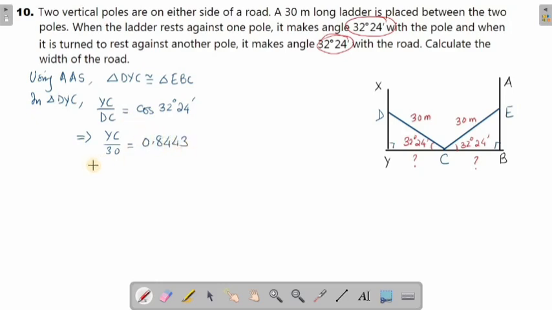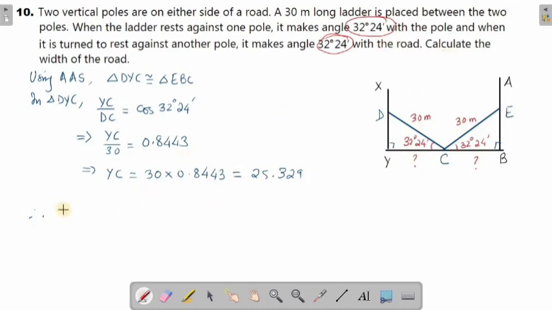Okay, so from here, what is YC? YC turns out to be 30 into 0.8443. Let me multiply these two. When you multiply 30 into 0.8443, it gives you 25.329. Okay, so therefore you need to calculate what?